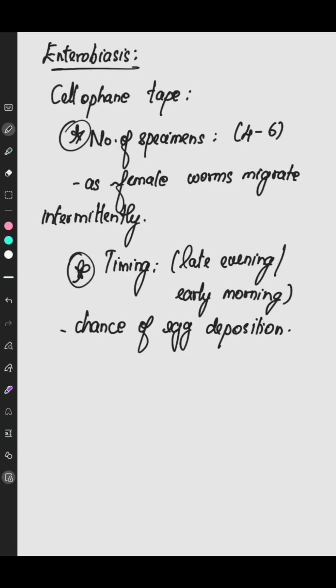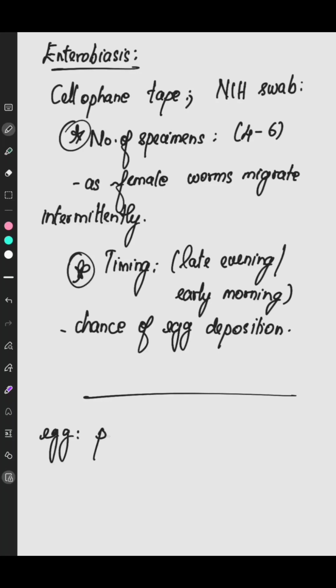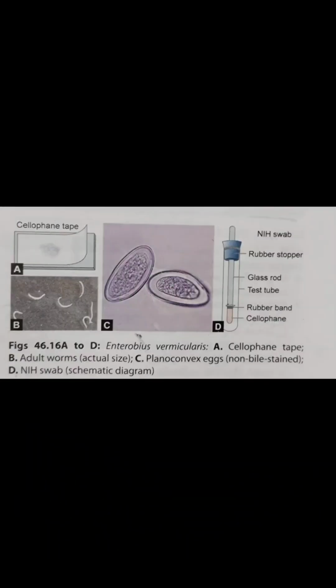The eggs of Enterobius will be planoconvex in shape. One side will be convex and the other side will be flat. While doing the NIH swab or any other sample collection, these things have to be kept in mind. One is the number of specimens collected should be 4 to 6, and the timing should be maintained, late evening or early morning. And then the eggs of Enterobius, you can see, will be planoconvex in shape. One side convex and the other side flat.